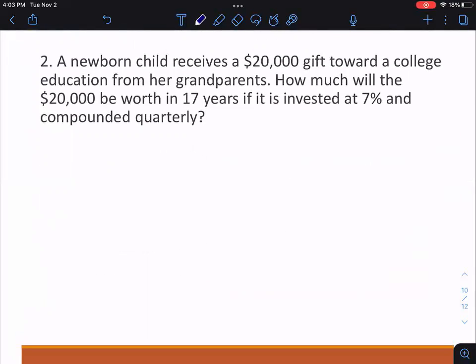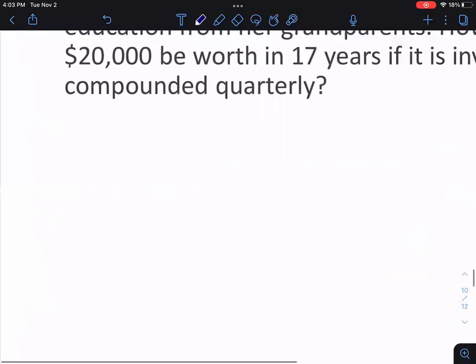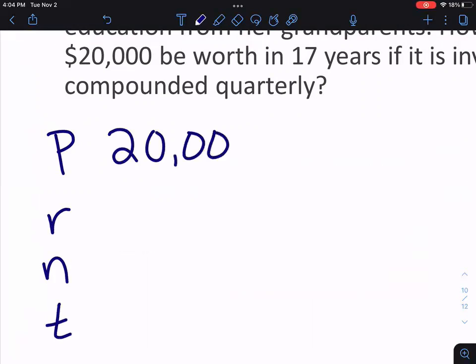Our second example here, we have a child who receives $20,000. It's going to be invested for 17 years at 7% annual interest, compounded quarterly. So our principal is going to be the initial amount, the $20,000. The rate is going to be that 7% converted to a decimal, 0.07. It is compounded quarterly. Quarterly means 4 times a year. And then the number of years is 17.